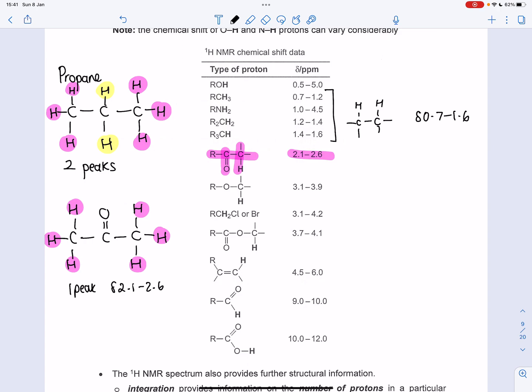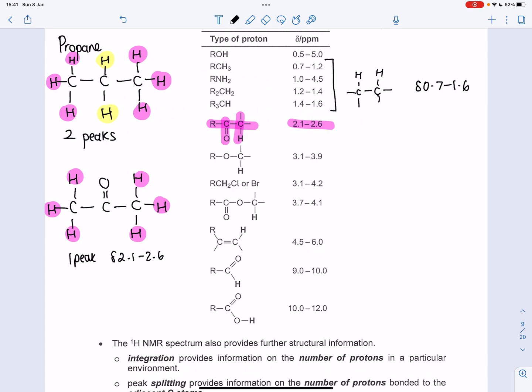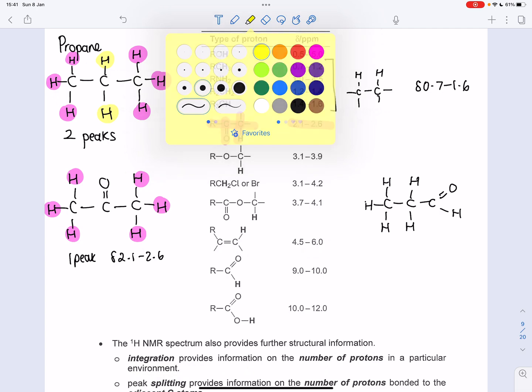If I were to pick the isomer of propanone that's propanal, like this, we can have a completely different spectra. So we could use this technique to distinguish, whereas infrared wouldn't tell us anything about the difference between these two because they've both got the carbonyl carbon.